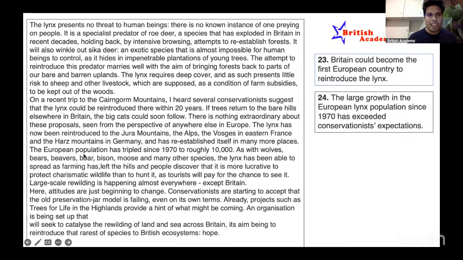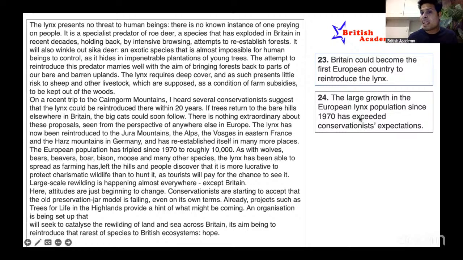Now, what is being given over here? The European population has tripled since 1970 to roughly 10,000. As with wolves, bears, beavers, boar, bison, moose, and many other species, the lynx has been able to spread. Now, that is the only thing that has been given. Yes, there has been a large growth, a huge increase.